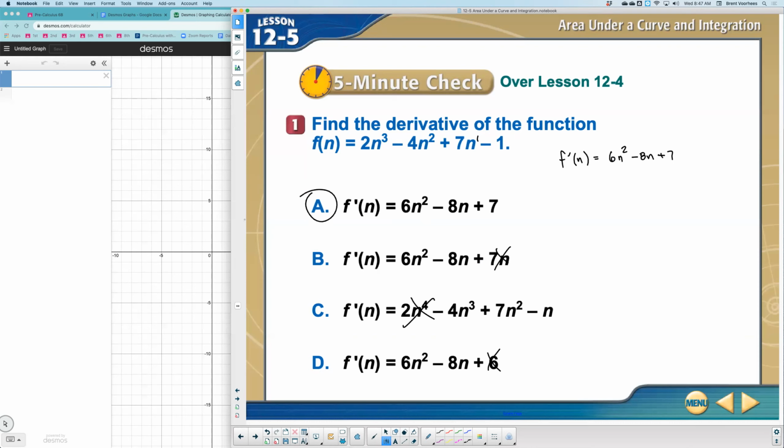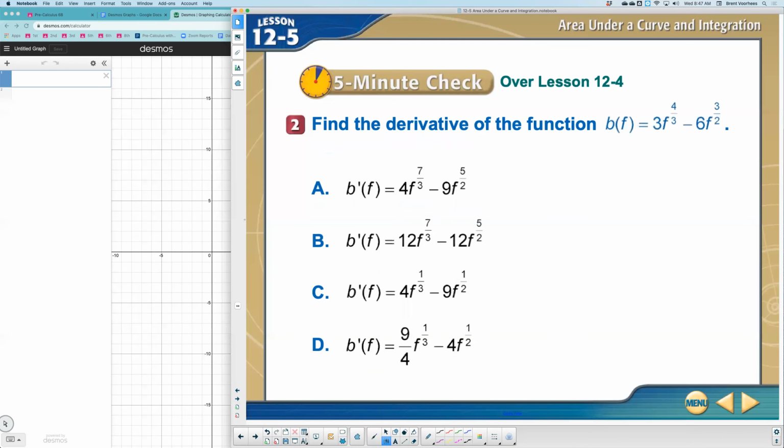All right, and let's look at number 2 here. It says find the derivative of the function, and this time cranked up the difficulty a little bit by using fractions. So if we wanted to find the derivative of b with respect to f here, let's see, b prime, what you would do is you take your power 4/3 and you multiply the coefficient 3 by 4/3. This is like saying multiply by 4, divide by 3. But that's how fractions work. So I'm multiplying 3 times 4, but then dividing by 3. So ultimately the 3's will cancel out. We'll be left with 4f.